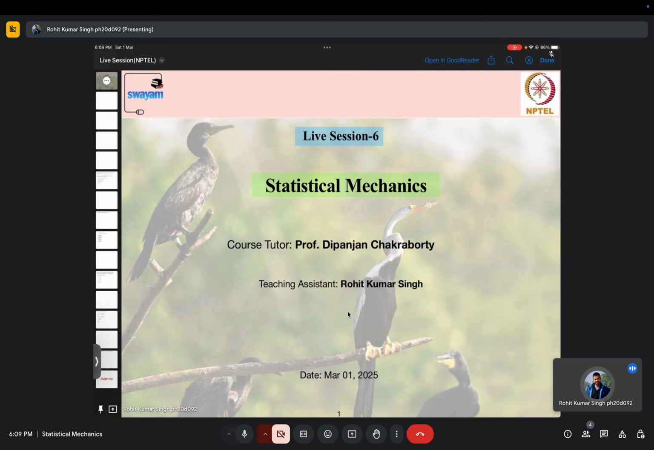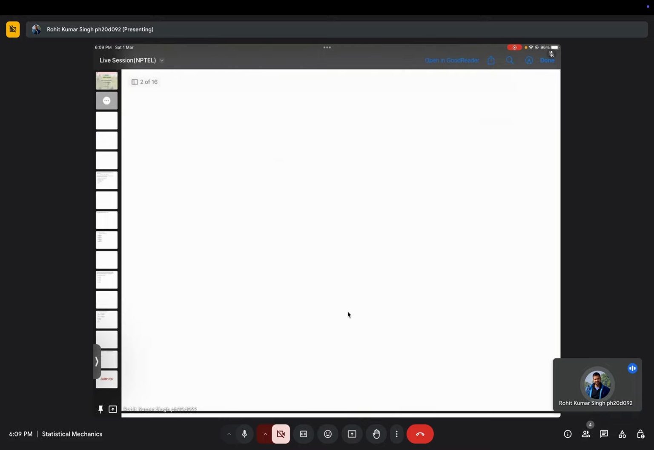Today I'll discuss some concepts of the canonical ensemble, and we'll try out some problems based on that. Last week we looked at what an ensemble means and what the microcanonical ensemble is, and then we did some problems based on that. I hope you were able to understand that.